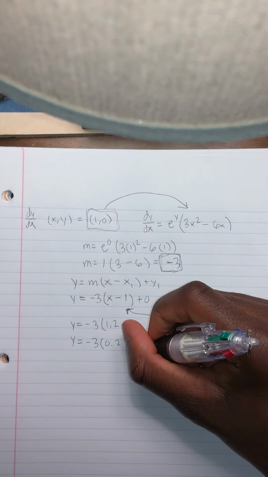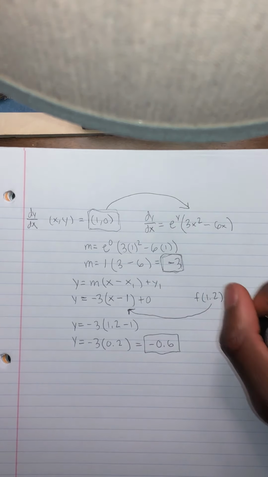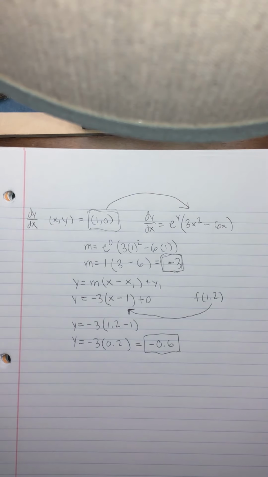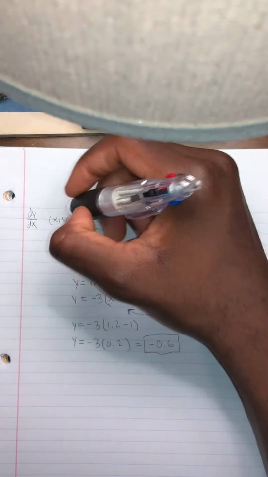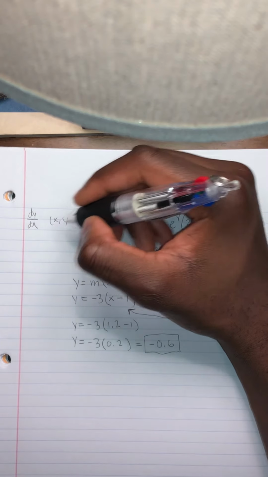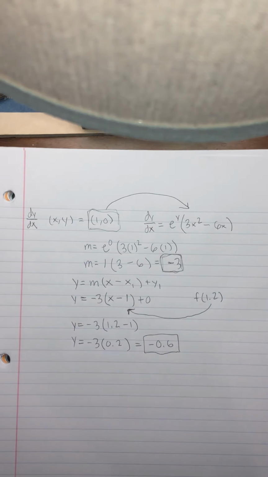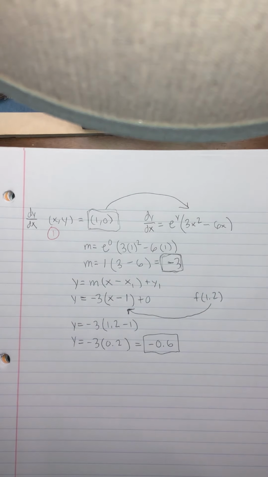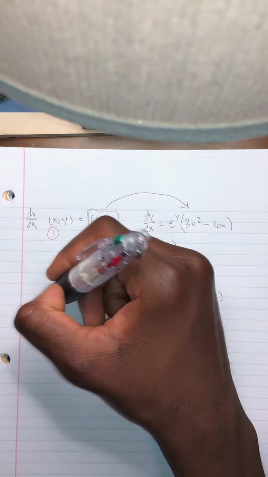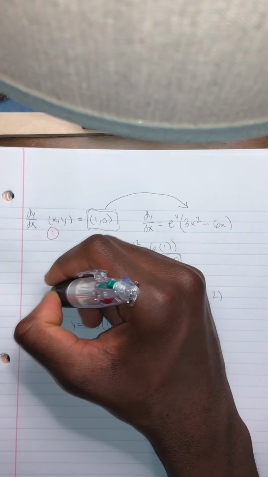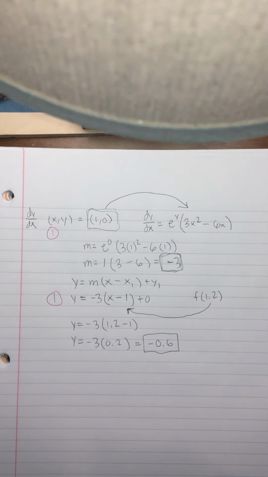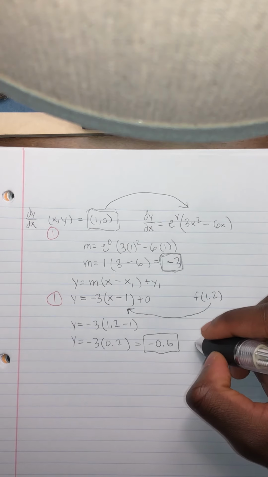Okay. So this part A is worth 3 points. You would earn 1 point if you have stated that dy over dx at the point (x, y) is (1, 0). You would get another point for finding the tangent line equation. And then you would get the last point for finding the value of f of 1.2.